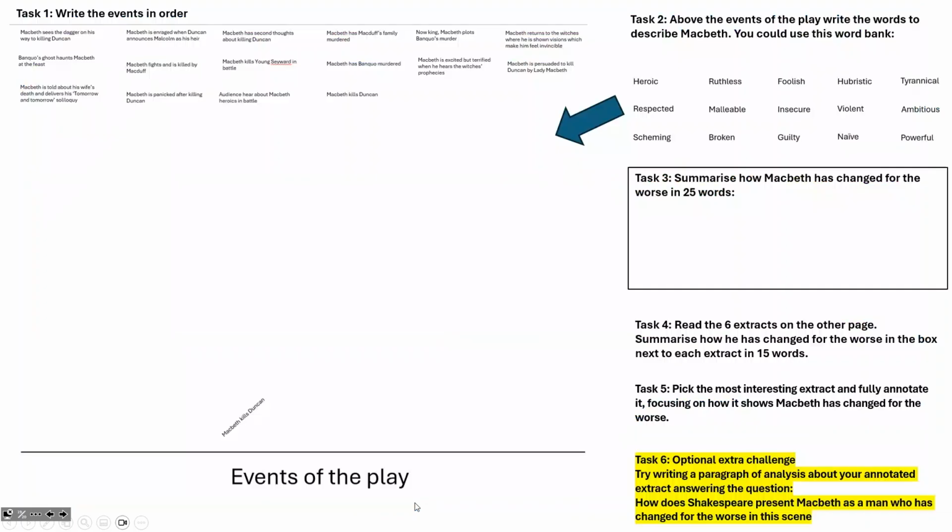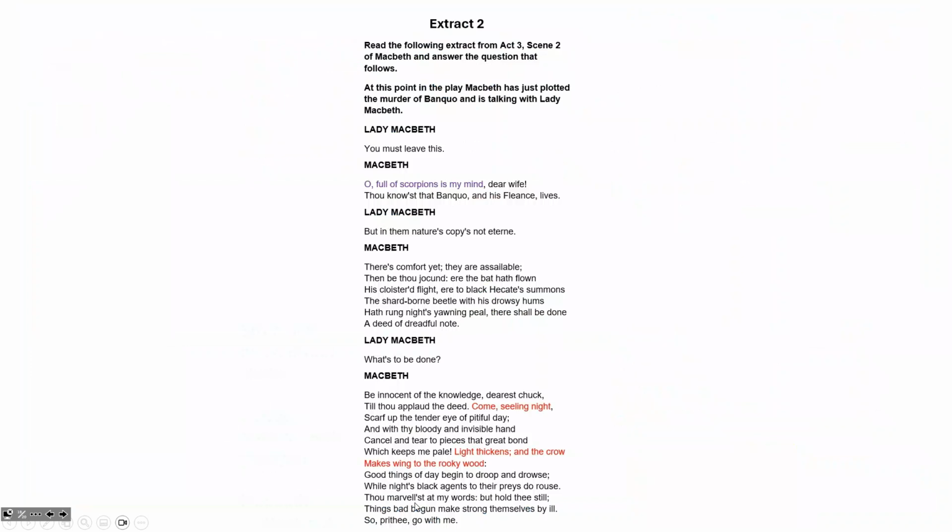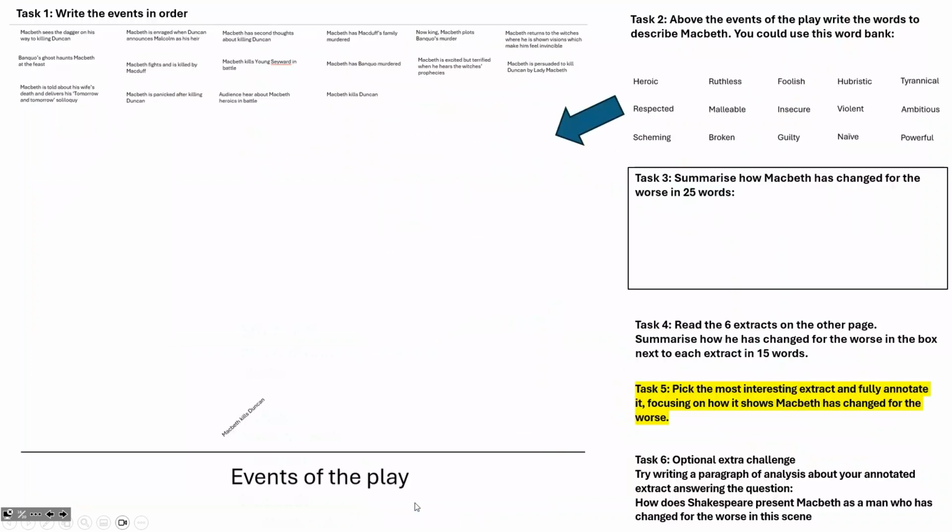So what you need to do, you need to make sure you've got tasks 1 to 5 completed, and bring this sheet back, and bring your annotated extracts back as well. And ideally, you'll have done task 6. So you bring all of those in September, and you're ready to go. Ready for one lesson of prep on how to write it, and then we'll write it.